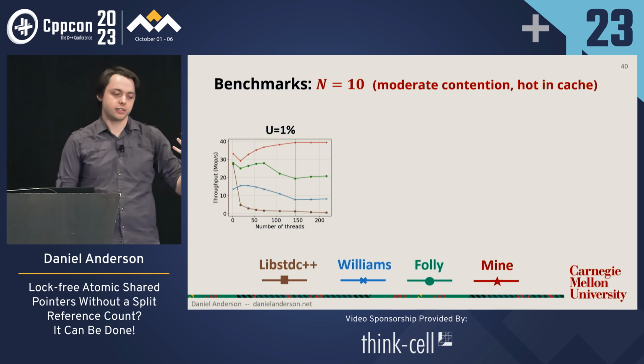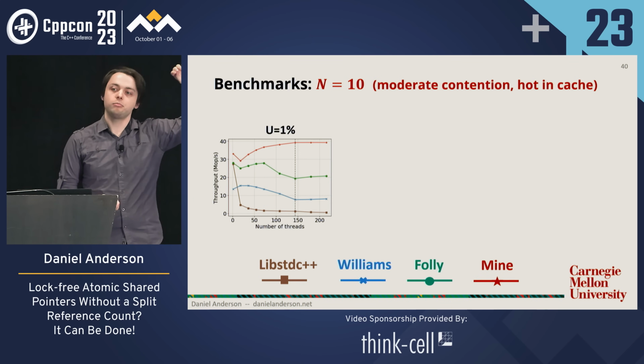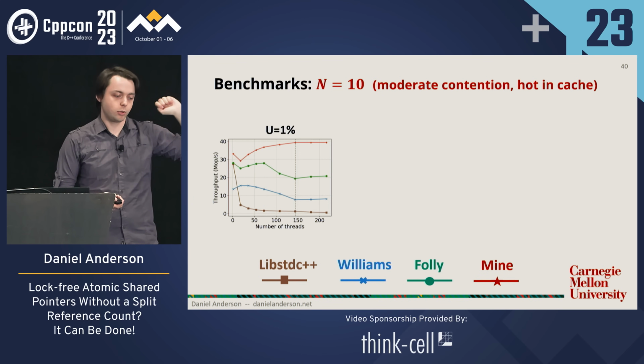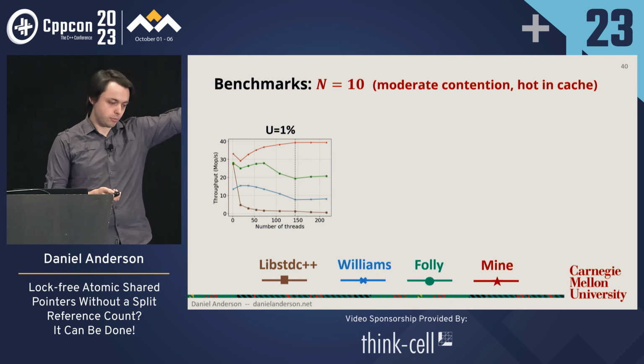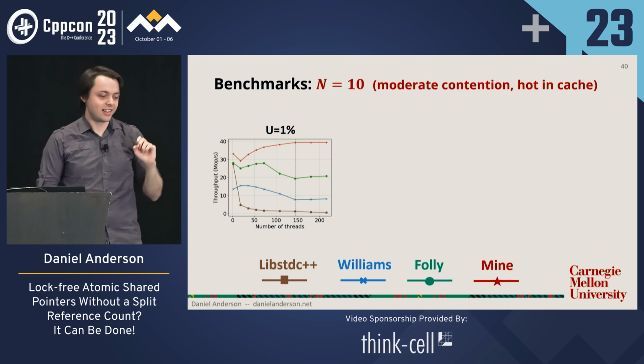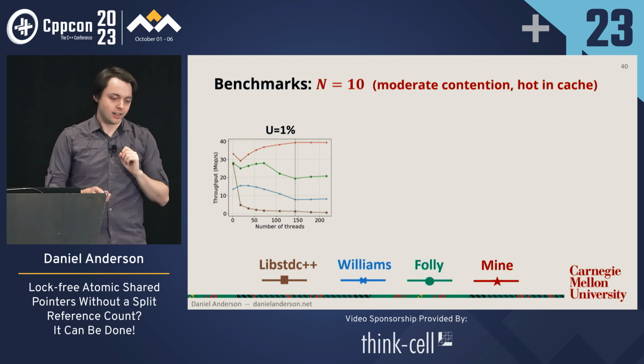So now if I do 1% updates, again we can see that in this case, the hazard pointer one is doing really well. It's pulling ahead nicely. Folly's doing pretty good as well. The lock is not doing very well at all. That's sitting right at the bottom.